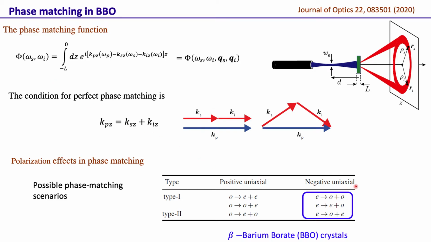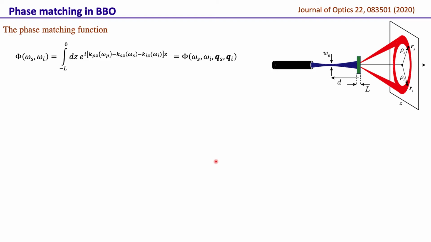is this negative uniaxial crystal, and one of the very famous negative uniaxial crystals that is used for the production of down converted photons is called beta barium borate. But this is just one example. There are several other crystals, but this is the one that is quite widely used. Okay, so that's the phase matching condition.